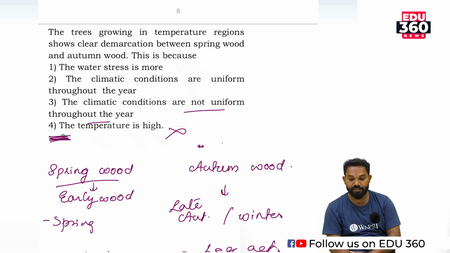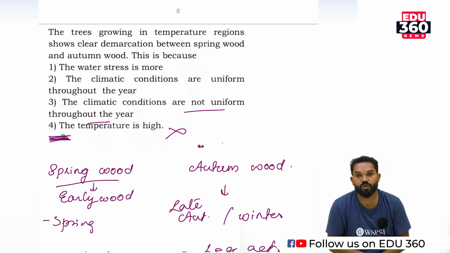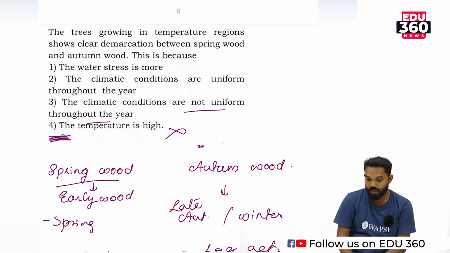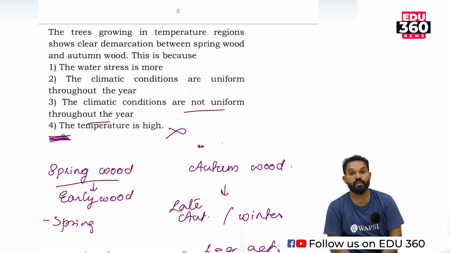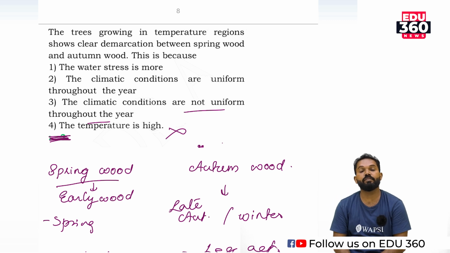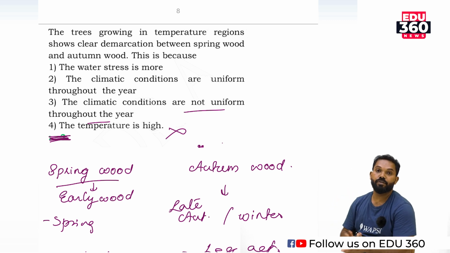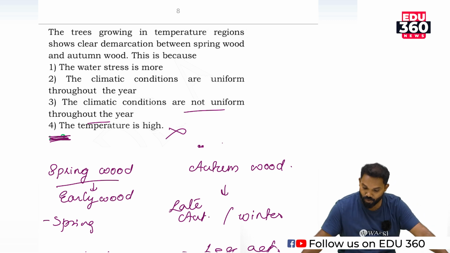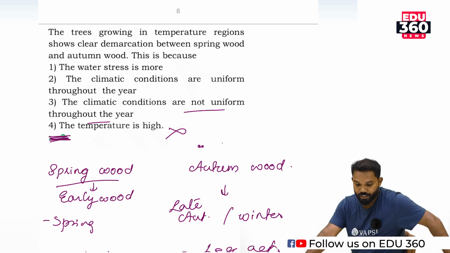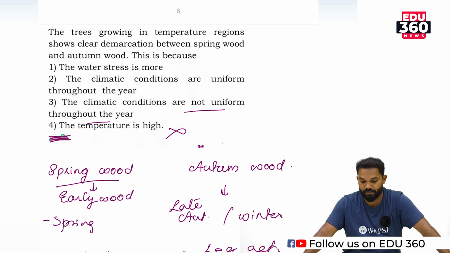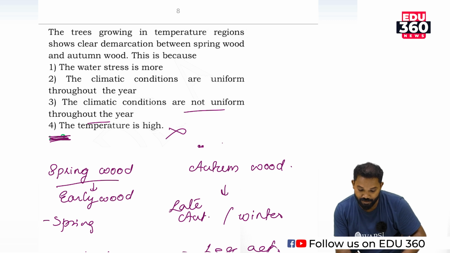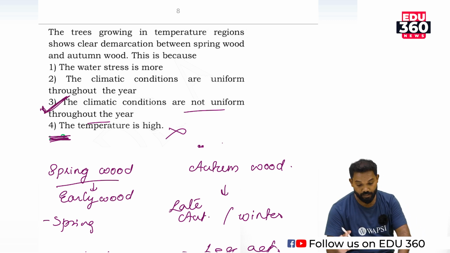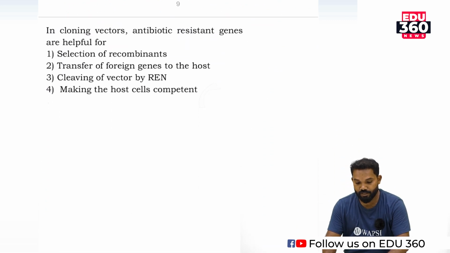So our option, water stress is more: it is because of water stress that spring wood and autumn wood are formed. It is a wrong answer. The climatic conditions are uniform throughout the year: when the climatic condition is uniform, if there is no change in the activity of cambium, there is no spring wood and autumn wood, and different types of woods are not formed. So it is wrong. The climatic conditions are not uniform throughout the year, and it is because of that spring wood and autumn wood are formed. So the answer is option 3. Option 3 is the right answer. Then moving to the next question.